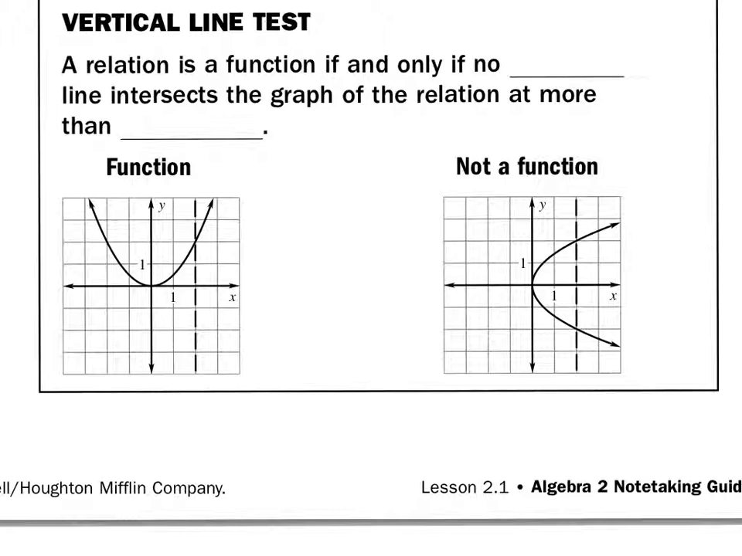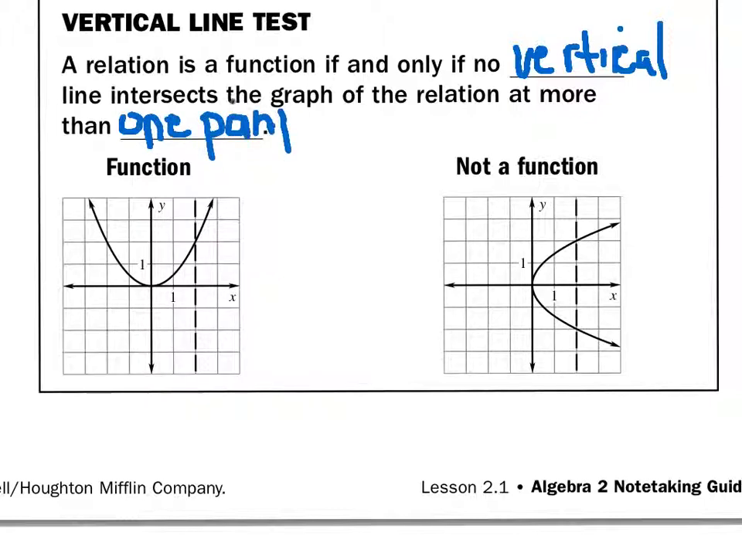Here's the explanation of the vertical line test. So a relation is a function if and only if no vertical line intersects the graph of the relation at more than one point. So a straight up and down line can't go through the graph twice. How about this, the first one? Do you see it's a function? Because no matter where I draw a vertical line, it only hits that graph once.